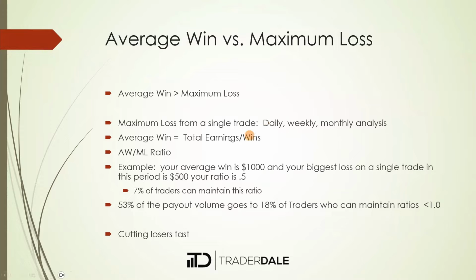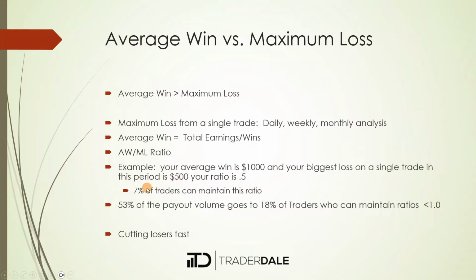In your daily, weekly, monthly analysis, your average win equals your total earnings divided by your wins. So how much did you make on your wins only, right? And then you divide that by the number of trades, and then you come up with a ratio. So for example, your average win is $1,000 per trade, and your biggest loss on a single trade that period is $500. So your ratio is 0.5.